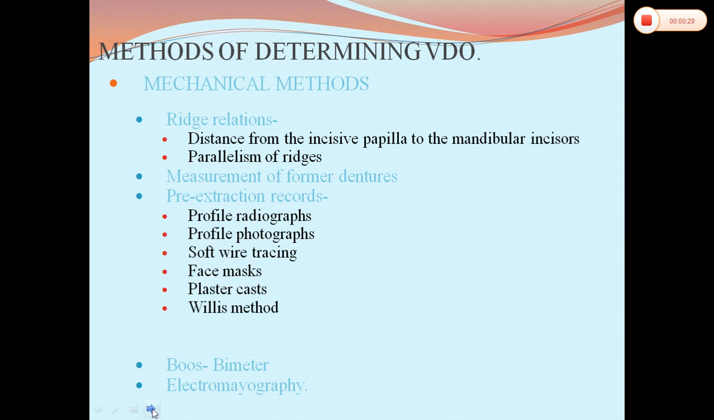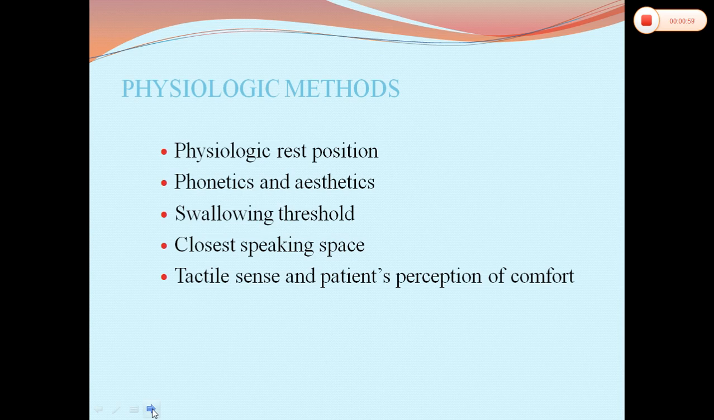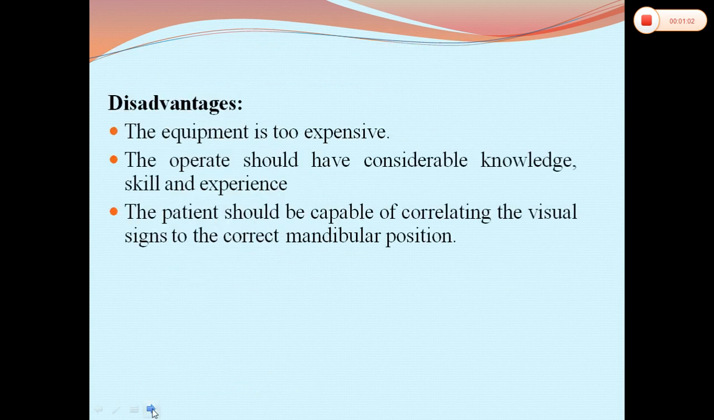Under the ridge relation: distance from the incisive papilla to the mandibular incisor, parallelism of ridges, measurement of former dentures. Pre-extraction records: profile radiograph, profile photographs, soft wire tracing, face mask, plaster casts, and Bill's method, Booth's biometer, and electromyography. Coming to the disadvantage, the equipment is too expensive.